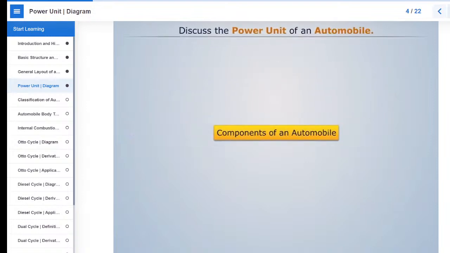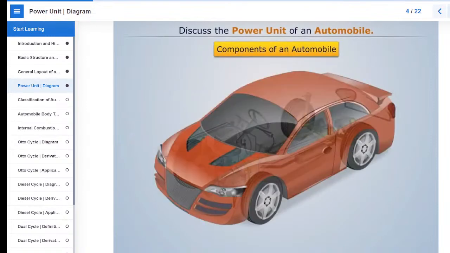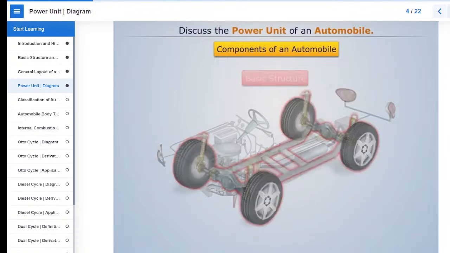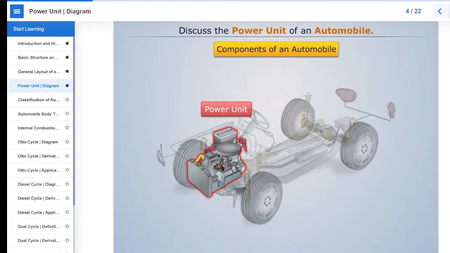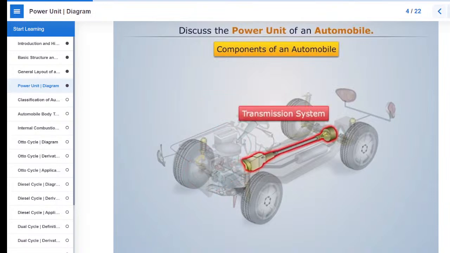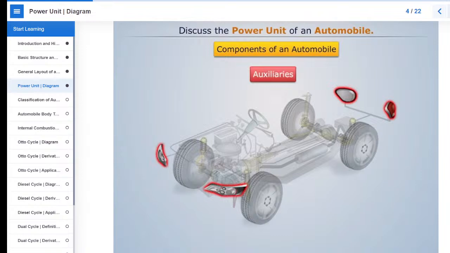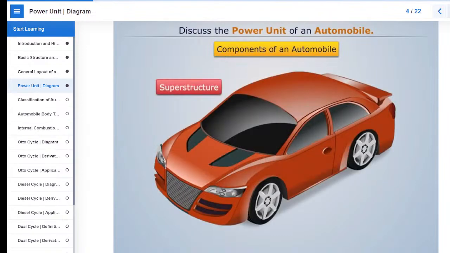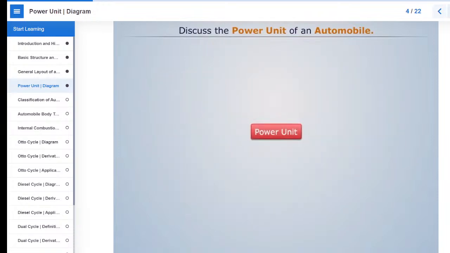We know that the main components of an automobile are basic structure, power unit, transmission system, auxiliaries, control, and superstructure. Now let's discuss the power unit of an automobile.